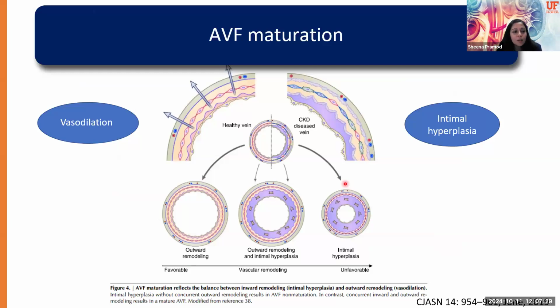Now, fistula maturation depends on 2 main factors: your vasodilatation, or what's meant as the outward remodeling, and your intimal hyperplasia, that's the inward remodeling. Now, in a healthy vein, you have a normal-looking vein, which then has a more favorable chance of developing a fistula. Compared to our CKD vein, even before they start dialysis, they already have some intimal hyperplasia, which sets them up into a less favorable setting when an access is planned to be placed. And it's thought that a perfect balance between the 2, with more outward remodeling than intimal hyperplasia or inward remodeling, is what creates an optimal fistula.